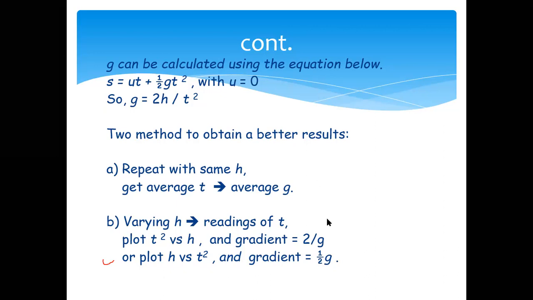This description you have to know. Vary the height, measure the time. Any question from here? You must know how to find gravity by using experiment.